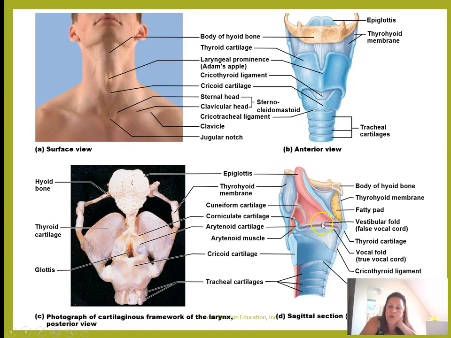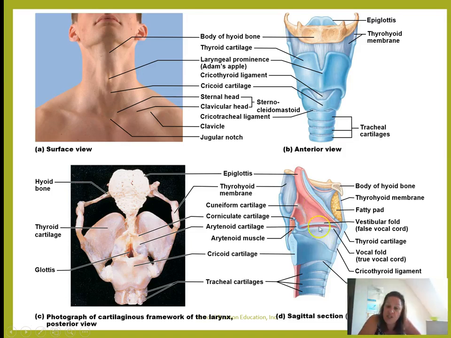The upper fold is the false vocal cord. This is the true vocal cord, the true vocal fold that gives us our voice. And then the different cartilages control the opening and closing and the shape of the vocal cord as your voice goes up and down, those types of things.